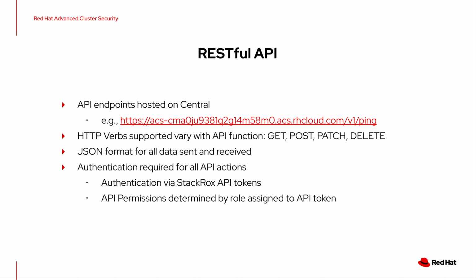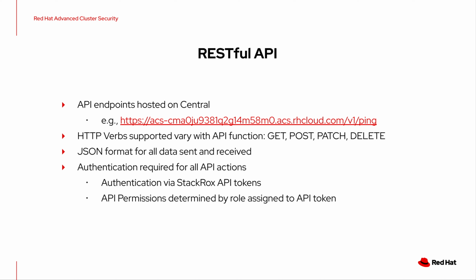The API endpoint is hosted on your Central host name. So whether this is cloud like we have here, or it's a self-managed ACS installation, the same URL that you use for the browser interface is going to be the same path for the API endpoints. And they all start with /v1 or /v2. This is an example of the ping endpoint.